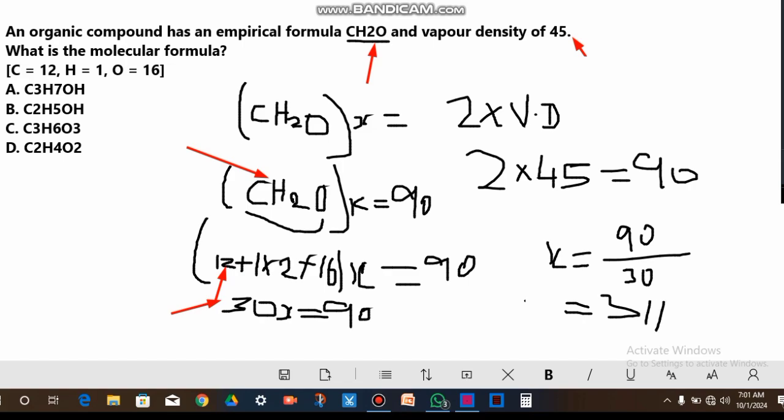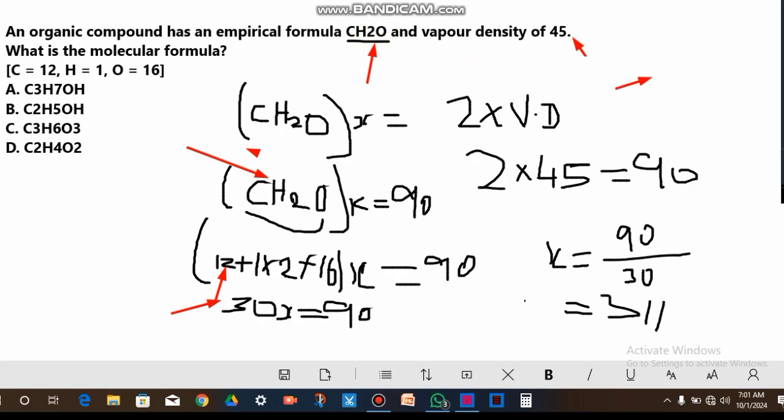So now we are asked to what? To write down the molecular formula. Are you getting it? We are asked to write down the molecular formula. This is the empirical formula. So we have calculated the value of x. So let's write down the molecular formula. Okay, so to write out the molecular formula, what you need to do is write out this empirical formula. I guess let's write it down.